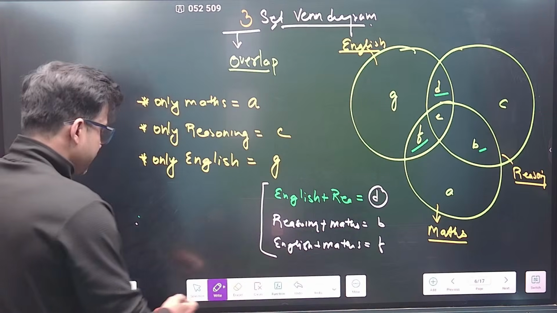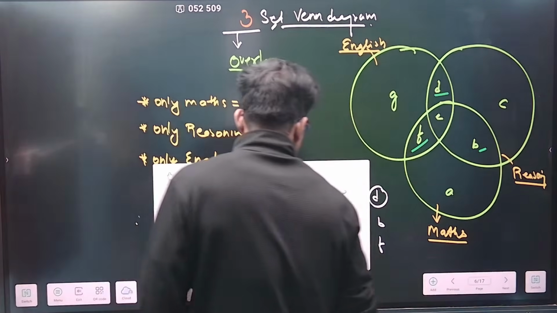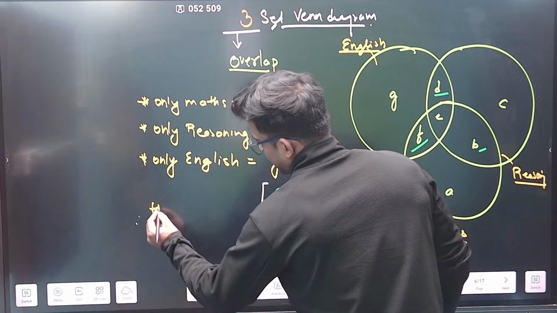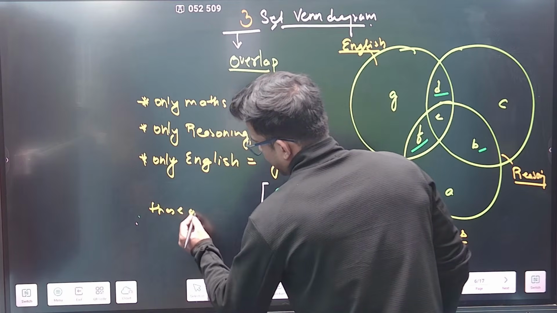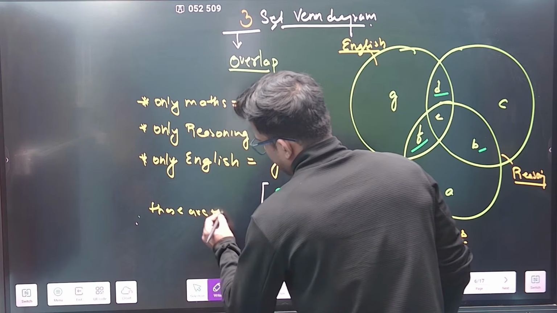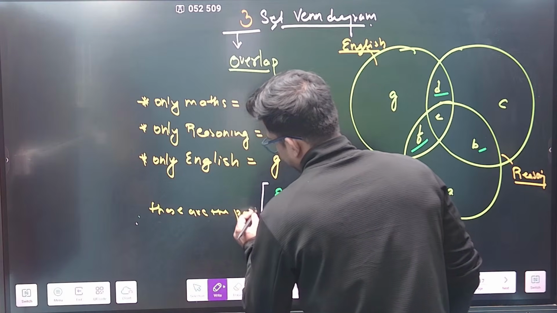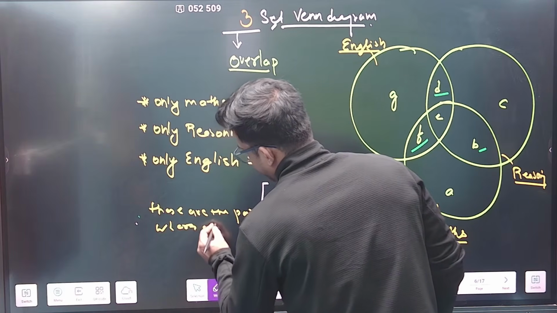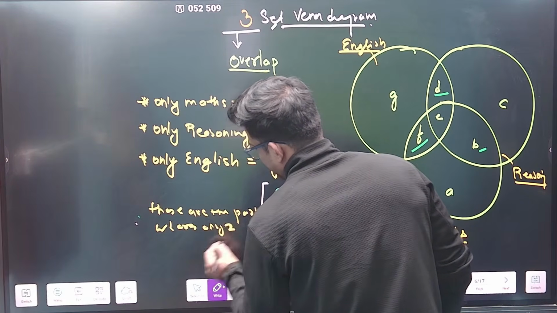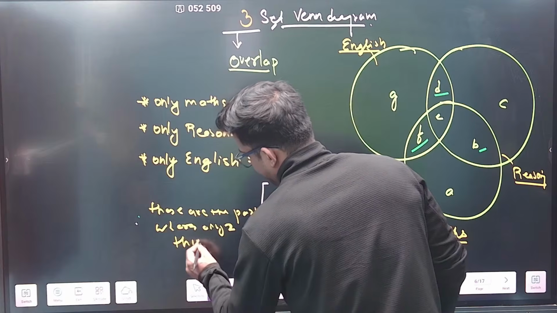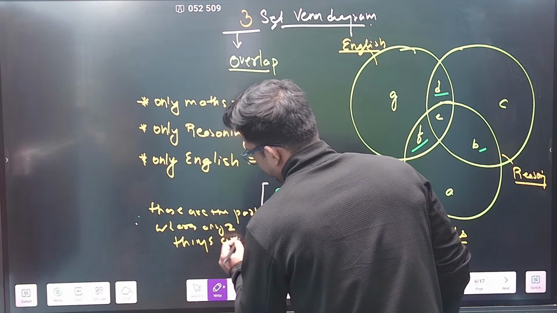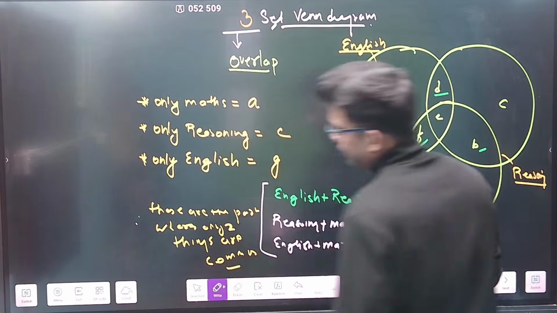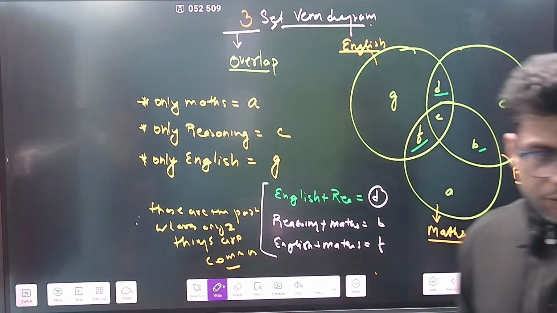These are the parts, you can write down, where only two things are common. Okay. So the part having only two things common.